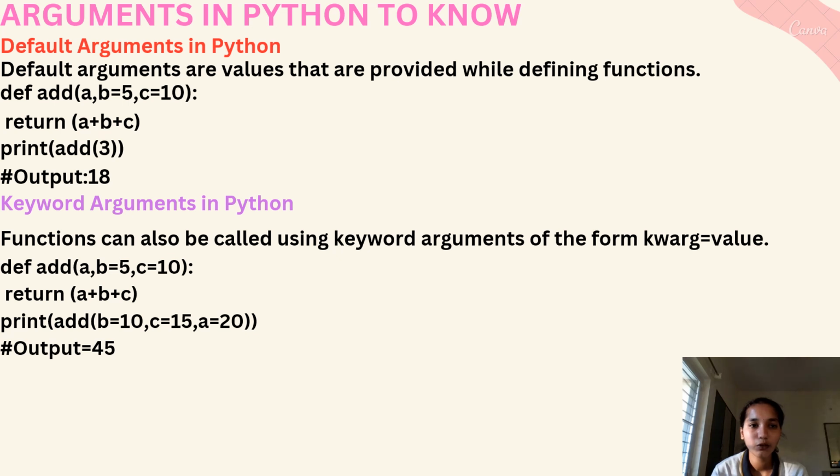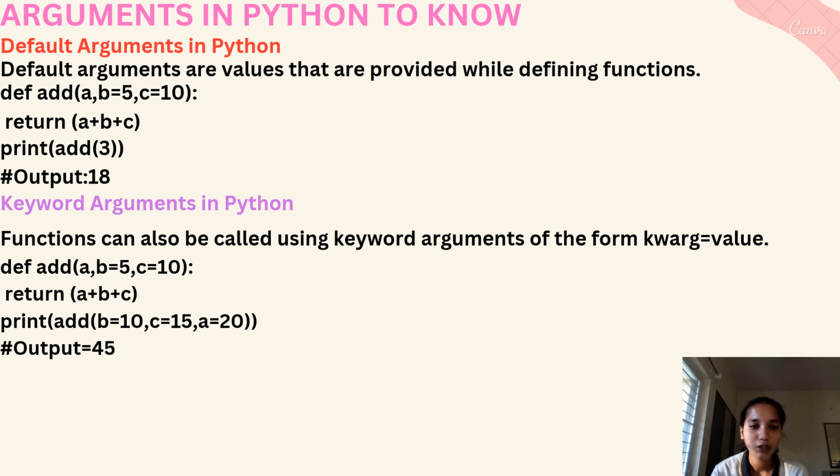Arguments in Python to know. First, default arguments in Python. Default arguments are the values that are provided while defining the function. def add(a, b=5, c=10): return a + b + c. print(add(3)). Output: 18. We give 3 to the value a.